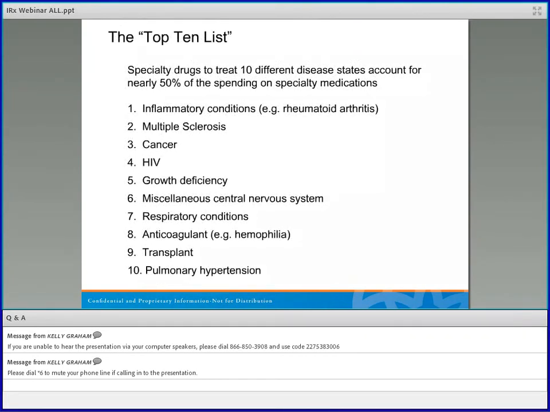So when you think about the top 10 list, so to speak, of specialty drugs, they tend to treat a lot of different disease states, but the primary one, like I mentioned, is inflammatory conditions, so rheumatoid arthritis. Those are the Enbrel and Humiras that are taking up a big part of your drug spend. And then multiple sclerosis. MS tends to be female predominant. So you get a mom with three kids, perhaps in her early 40s, and she gets diagnosed with MS. So now you've got the MS thing coming through.